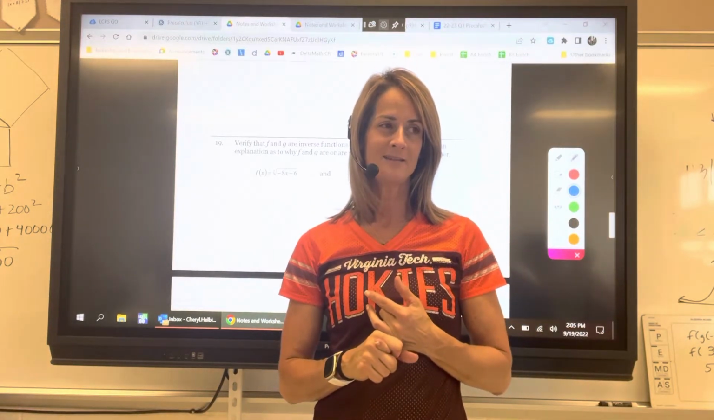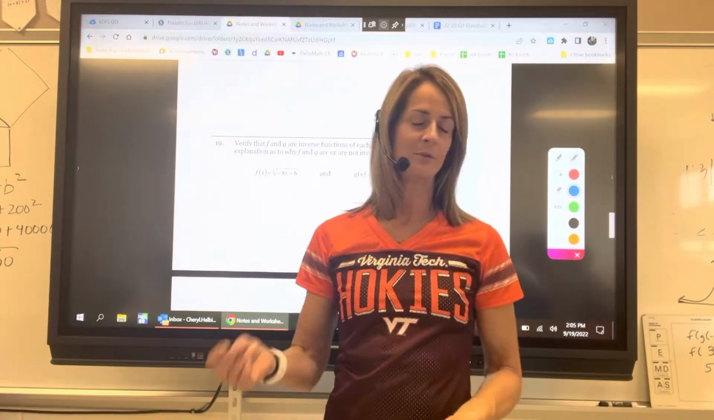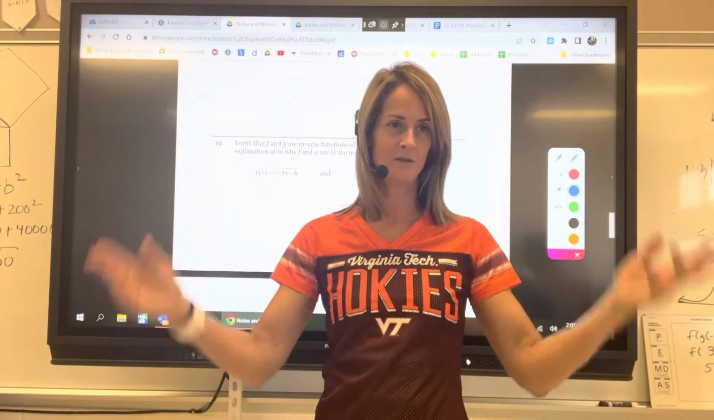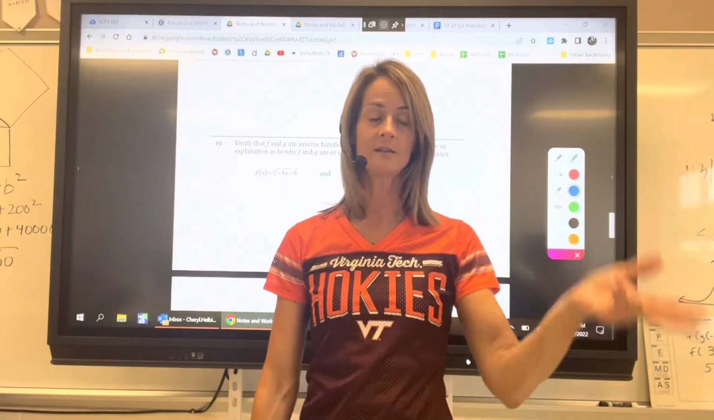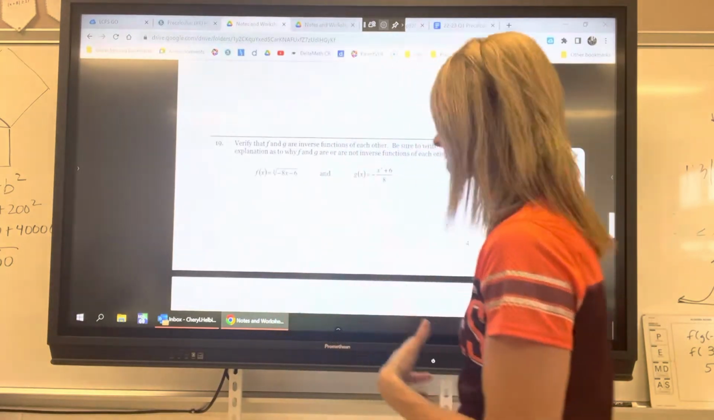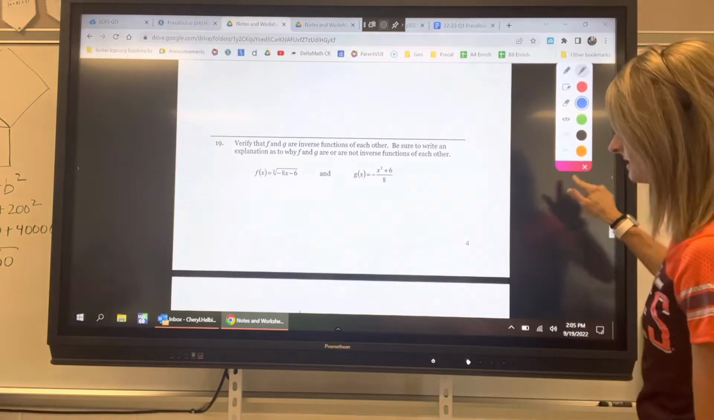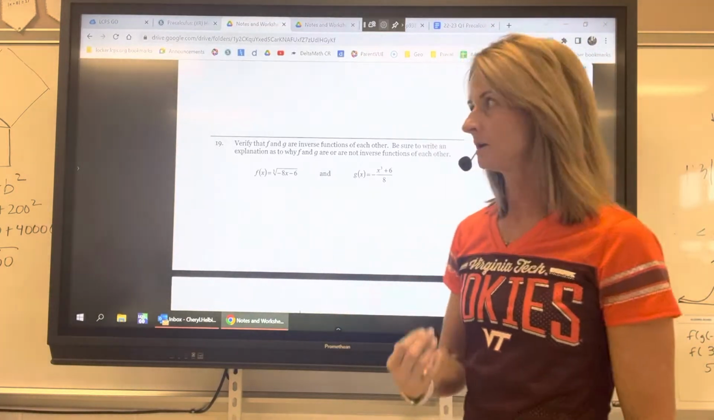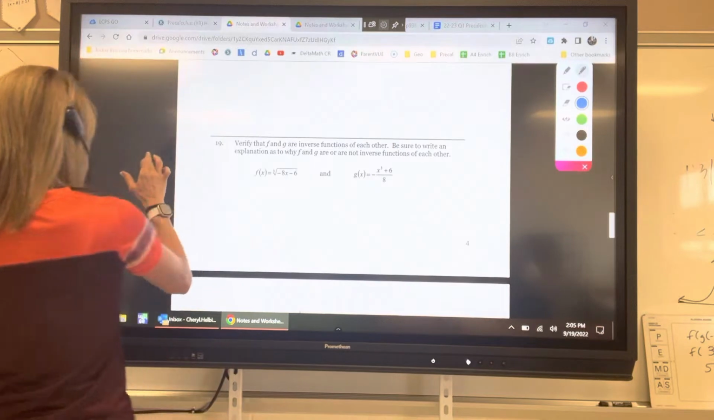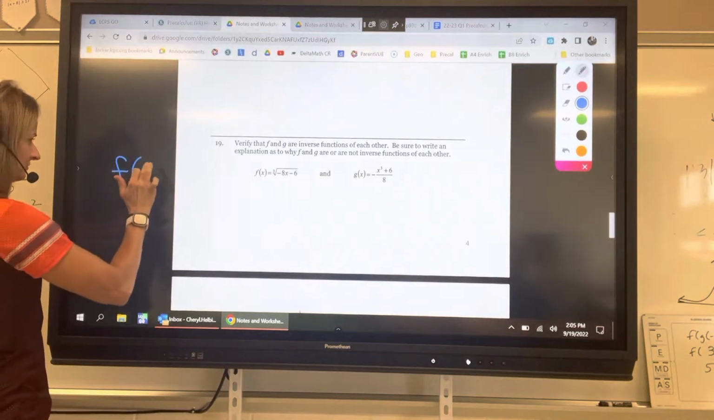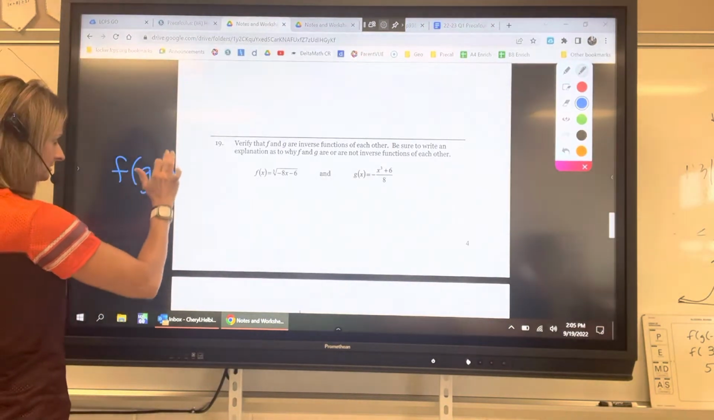The number one common mistake is to just input g of x into f of x and then just say they're inverses. You have to input f of x also into g of x. So it looks complicated when you do it, but they should undo each other pretty quickly. So let's start with, and it doesn't really matter which one you start with, but I'll just start with f of g of x. I'll input g of x first.